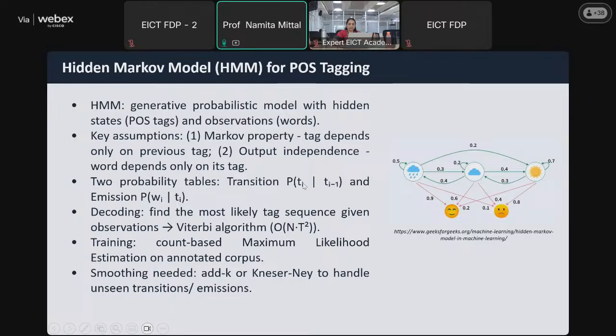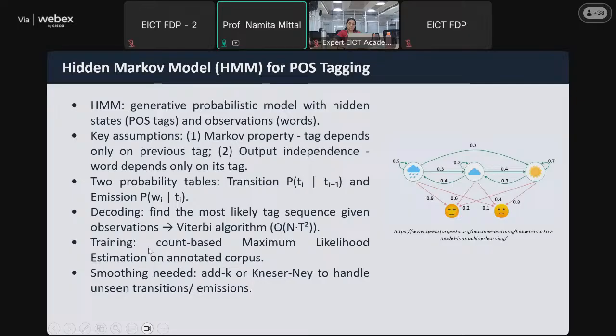So here we have one state and the previous state. Here we have one word or observation, given this chance. Decoding: finding the most likely tag sequence given the observations is possible with the Viterbi algorithm. And the complexity of the Viterbi algorithm is N times T squared, N into T into T.